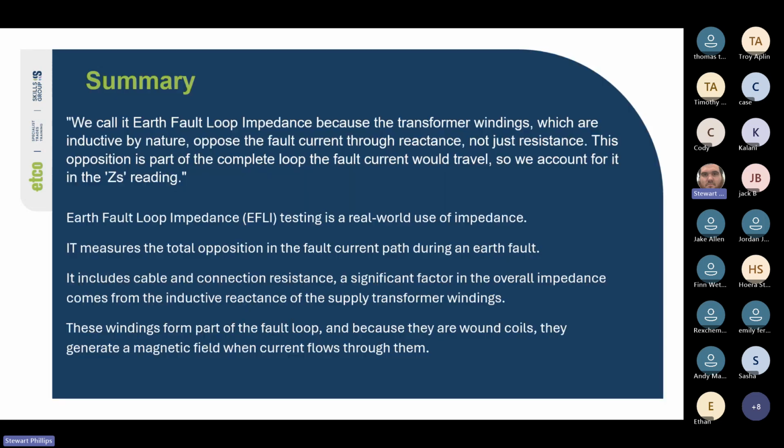So, moving to a bit of a summary. If you haven't taken any screenshots, take this one and the next page. We call it earth fault loop because the transformer windings, like I said, which are inductive by nature, oppose fault current through reactance, not just the resistance. And it's the opposition part of the complete loop the fault current would travel. So we account for it in the Zs reading.